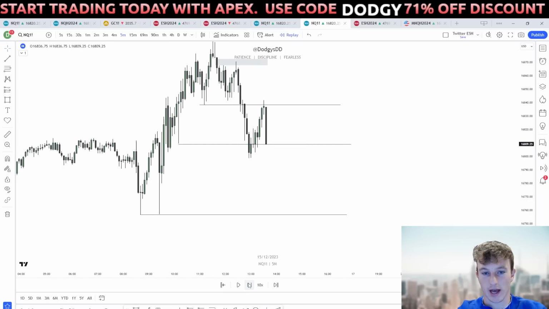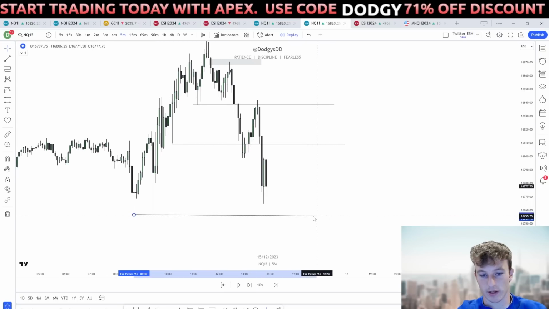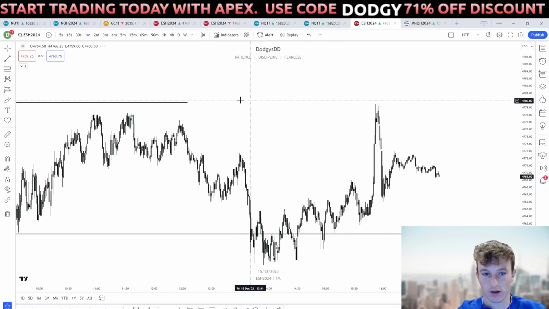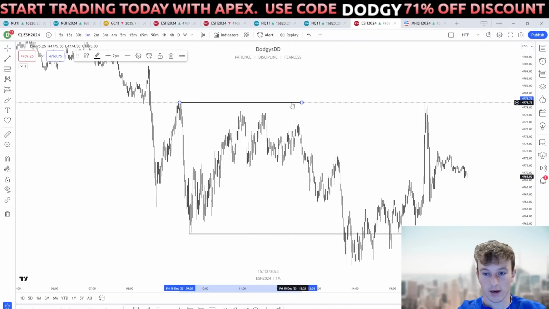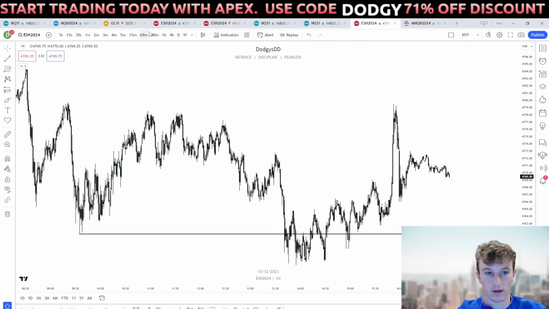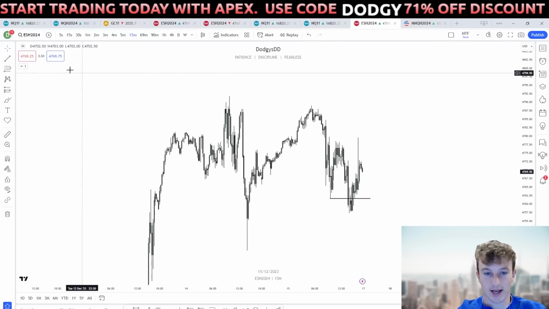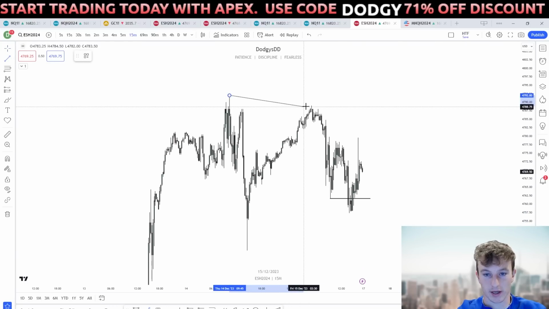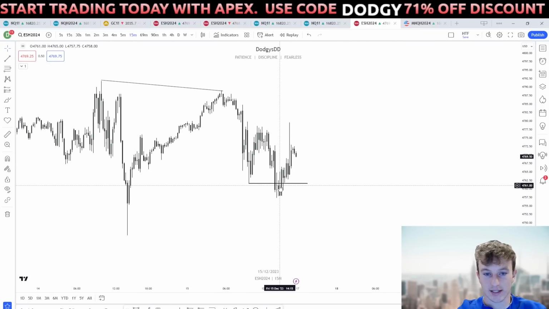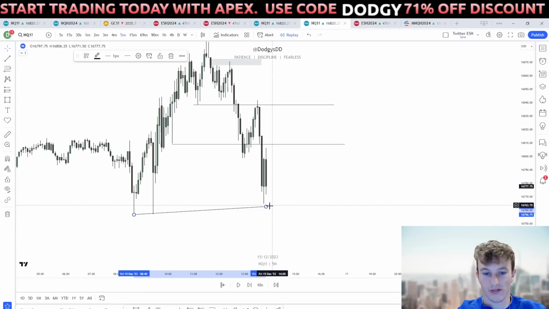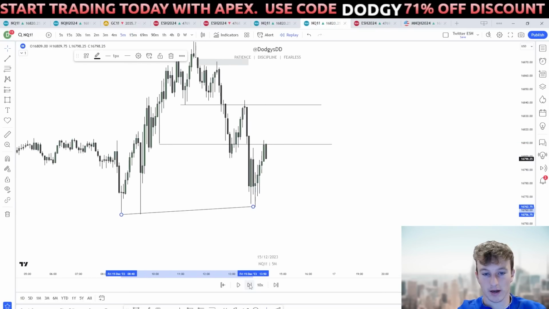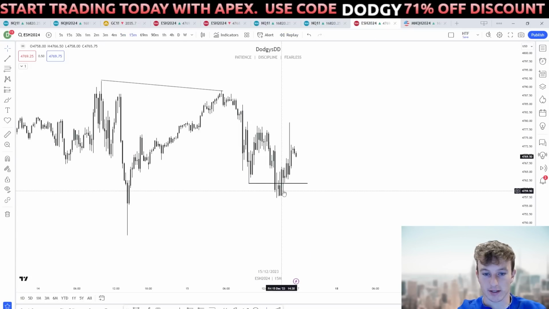And what actually happens here is we created an SMT with ES. So ES did hit its low. You can see here on the 15-minute chart, ES failed to hit its high. We got a bearish SMT here. And then ES hit its low first. So that's why NQ never hits its low, because ES does. That's just a bullish SMT, and that's just going to happen sometimes.